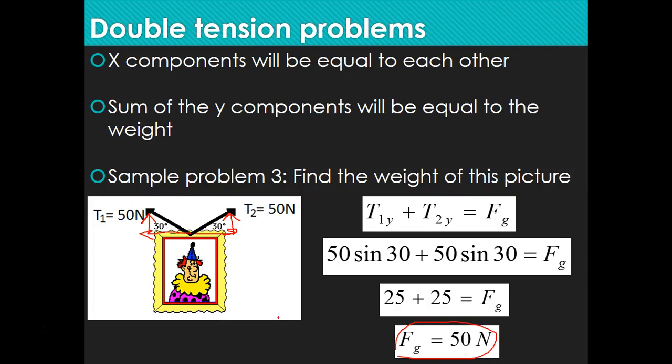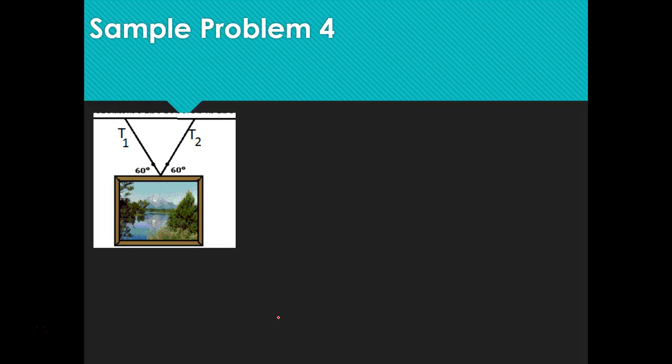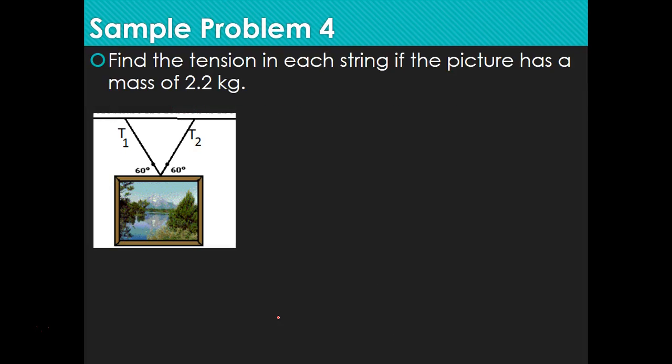I have one more sample problem for you. It's another double tension problem. We want to find the tension in each string if the picture has a mass of 2.2 kilograms. Again, for this one, it's not swinging right to left, so in the x direction, the tensions will balance out. And the y components of tension 1 and tension 2 will have to be equal to the weight of the object pulling down.